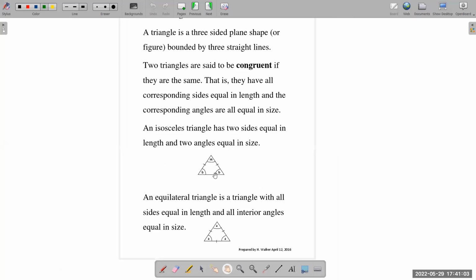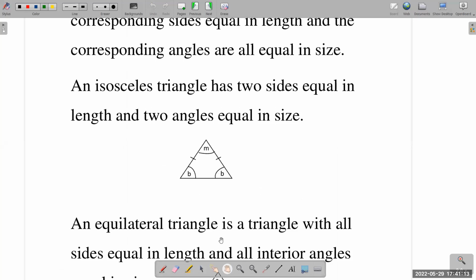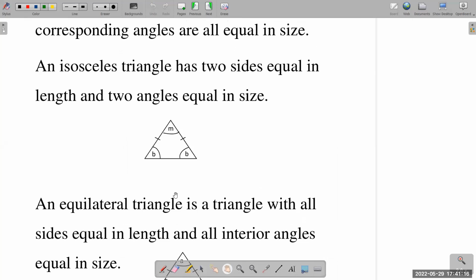All right, we know that angles in a triangle add up to 180, sorry. And we should remember there are specific types of triangle. What type of triangle is this? This is the isosceles. That means two angles and two sides are equal.